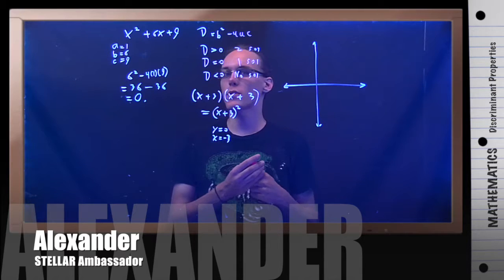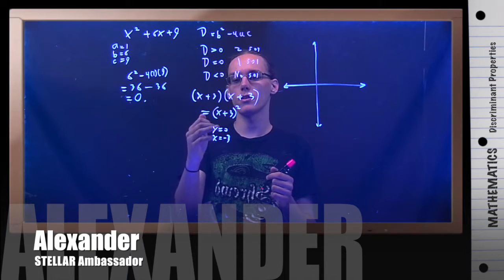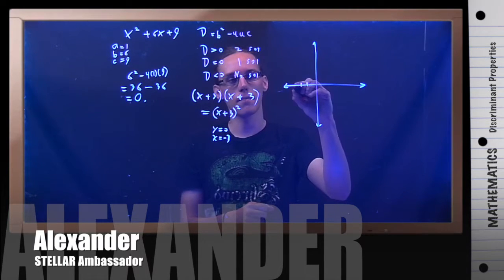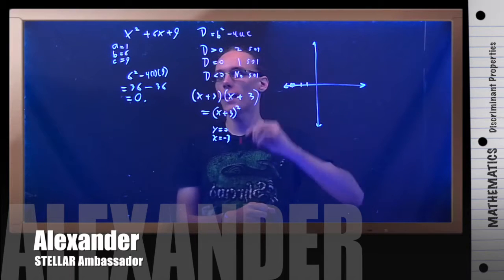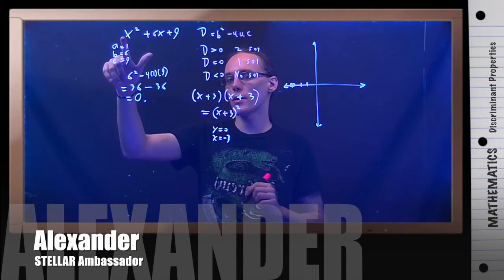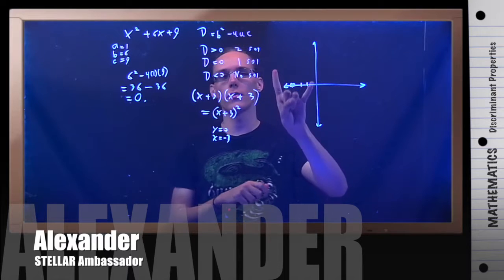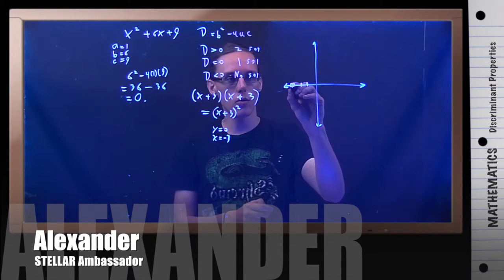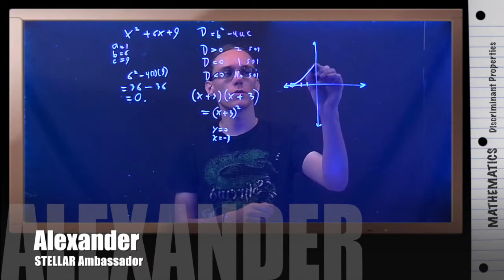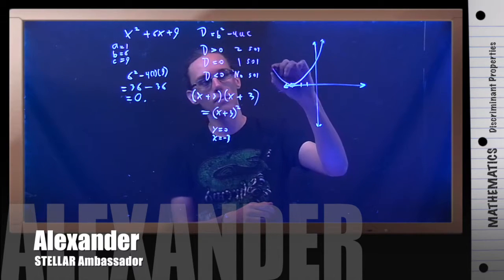So if I graph this, then the only place where this touches the x-axis, or equals 0, is over here at negative 3. And then because the number in front of the x squared here is positive, I know that this is a parabola going up like this. So if that's the only place I touch 0, everywhere else must curve up and away from that.